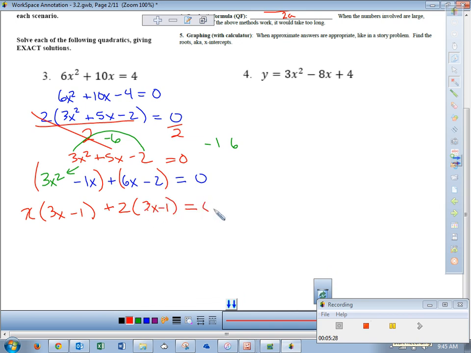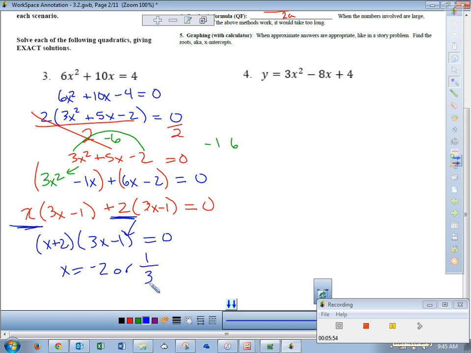Again, final move: regroup x plus 2 times the common group, because the GCFs became a group of their own, still equal to 0. Then to solve, negative 2 makes this one 0. And then the trick again, when you have this mess in here, is take the opposite of your second term, which would be a positive 1, and put it over that number of 3.